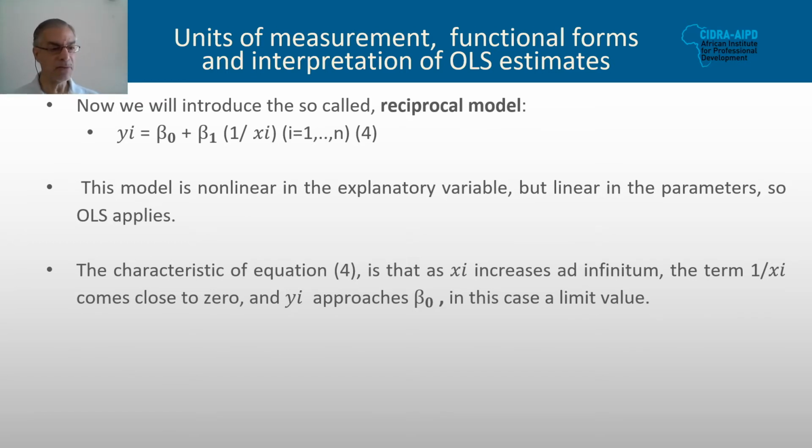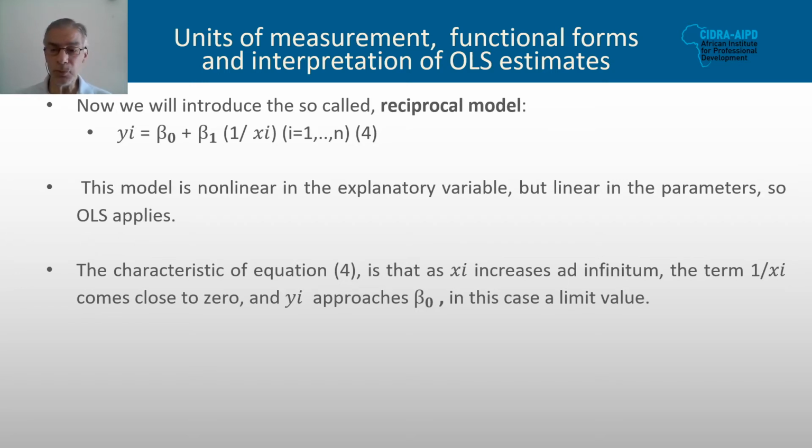We can have certain problems that need to be worked out with what is called the reciprocal model. The reciprocal model is the one that I just put in equation 4. This model, as you can see, is not linear in the explanatory variables, but linear in the parameters. So OLS applies. The main characteristic that you can see in equation 4 is that as x sub i increases, the value of 1 over x sub i comes close to 0. And then y sub i approaches beta sub 0, which in this case is going to be a limit value.